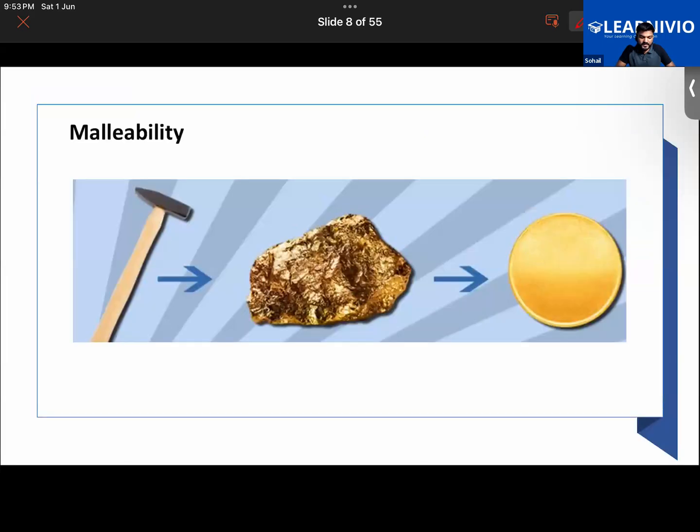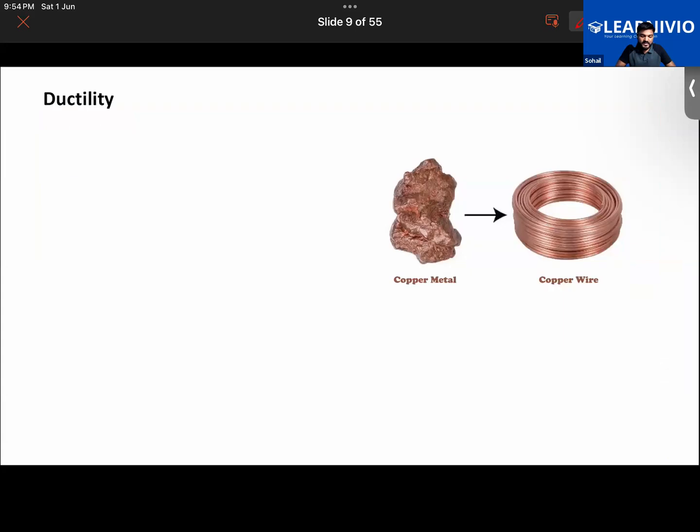Further, metals can be beaten into thin sheets, so they are called malleable. That is, they can be heated and beaten into thin sheets. Thereby, you can make plates and sheets out of metals, and then you can heat the metals to draw them into wires.